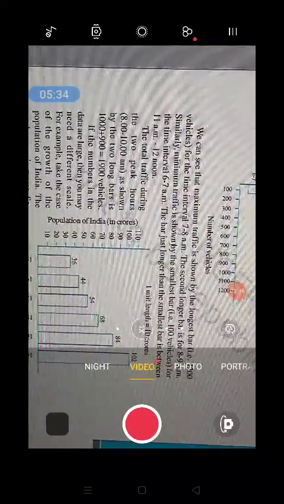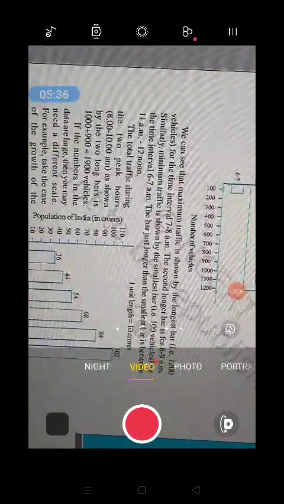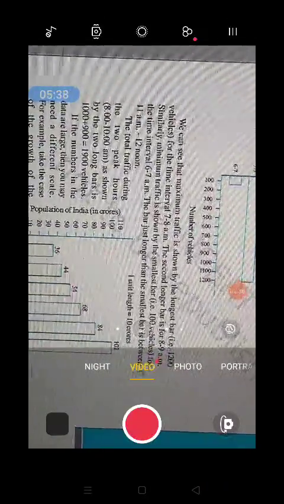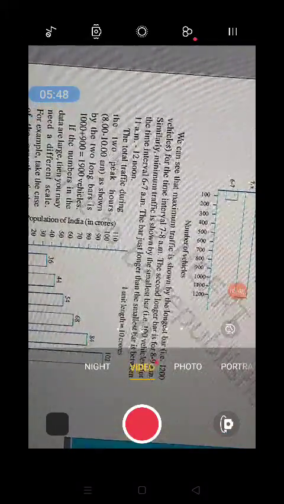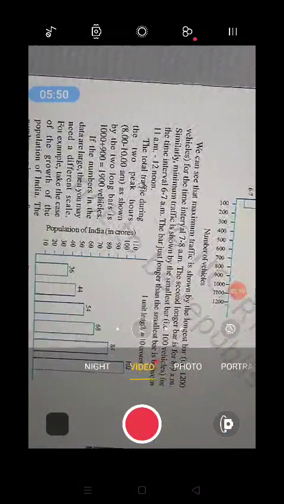Okay, so the time interval 6 to 7 a.m. is the minimum traffic. The bar just longer than the second smallest bar is between 11 a.m. to 12 noon. Yes? So this is what is called an analysis. Yes or no? So total traffic, now we'll continue further.